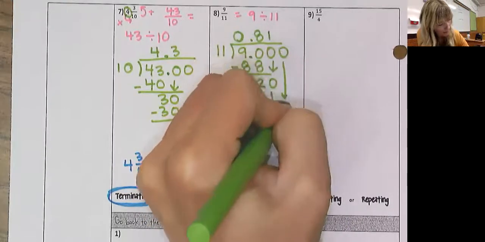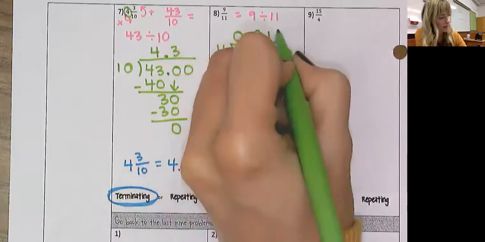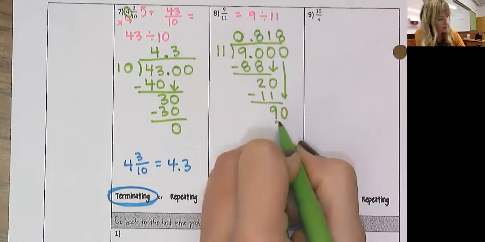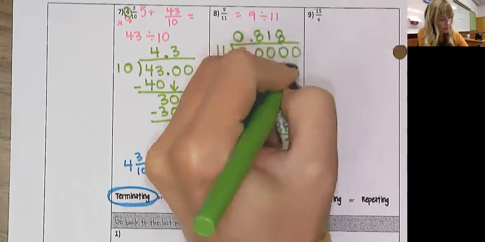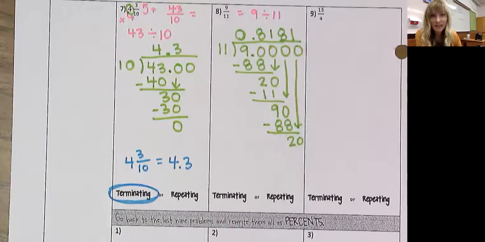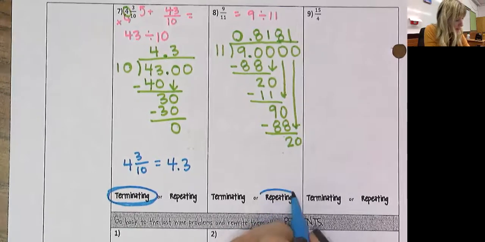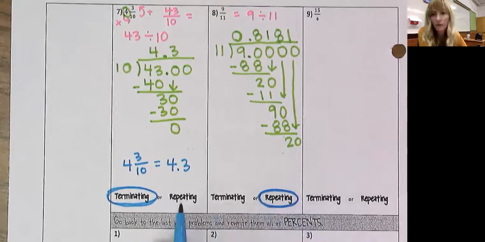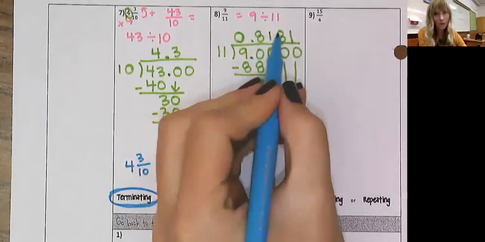Bring down another 0. Oh, here I am, 11 into 90 again. We already did that. That's 8. 8 times 11, 88. Are you guys seeing what's going to happen here? If I keep going one more time, look at this. This is repeating. It just happens to repeat with 2 values, but both of them consistently repeat. If I kept going with this long division, it would keep doing that. I'm not getting a remainder of 0. I'm just getting 20, 90, 20, 90, 20, 90, which means I'm getting 8, 1, 8, 1, 8, 1.